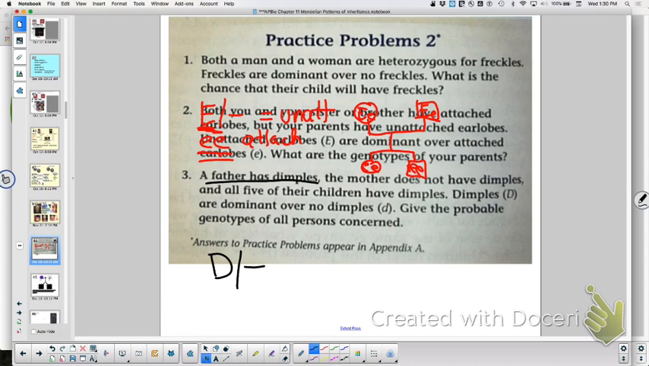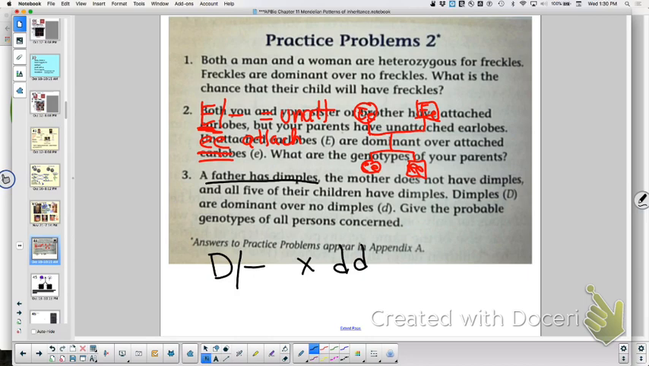A father has dimples. The mother does not have dimples. So we're crossing it with what kind of individual? The mother does not have dimples. Homozygous recessive. So she has to be little d. Yes? Okay.